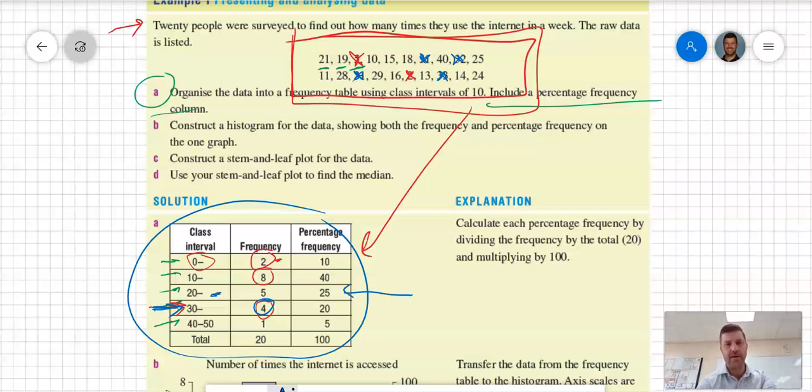So between 20 and including up to 29, there is 5 bits of data. So let's probably use a grey one here. So there's 5 bits of data in that class interval, and it tells us there already that the answer is 25%, but how do they get 25%? So we use the frequency, which is 5, divided by the total, which is 20, and multiply that by 100 to give us the percentage. So 5 divided by 20 is 0.25 times by 100 is 25. And that's 25%. And you'll see that 2 divided by 20 times by 100 is 10. And the 8 divided by 20 times by 100 is 40. So that's where those percentage frequencies are coming from.